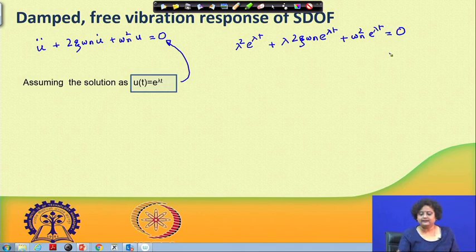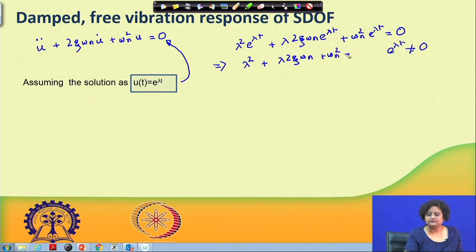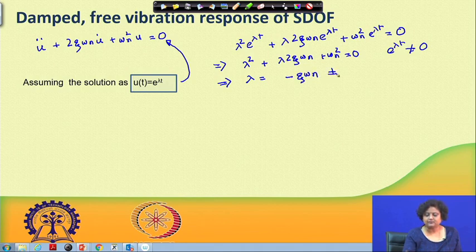Again, e to the power lambda t cannot be equal to 0. So, from this equation we can write lambda square plus lambda into 2 zeta omega n plus omega n square equal to 0. This is a simple quadratic equation, so we can get the roots for lambda. The roots for lambda are going to be minus zeta omega n plus or minus omega n times the square root of zeta square minus 1. These are the two roots of the solution.